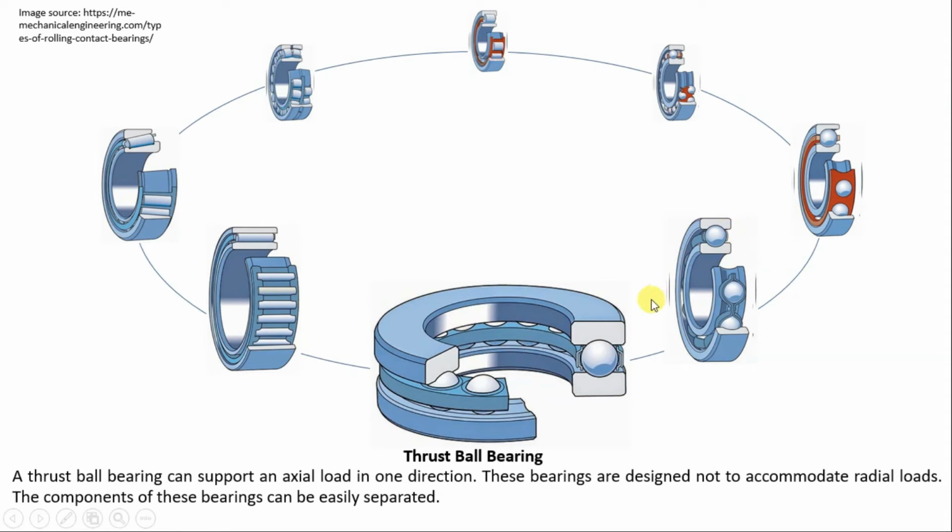You can compare these two images. This one over here, let me use the pointer to help you better. This bearing over here is a ball bearing which is designed to take radial loads. So radial load will be coming from this direction and axial load will be coming from this direction. These are designed to resist radial force.